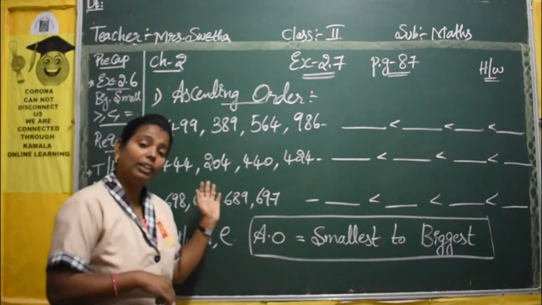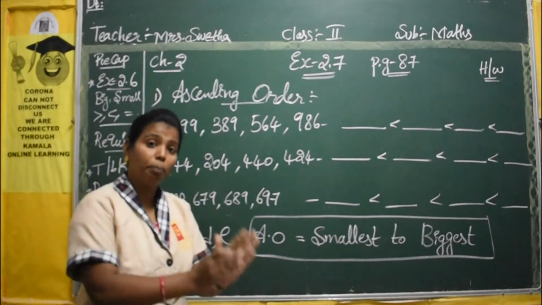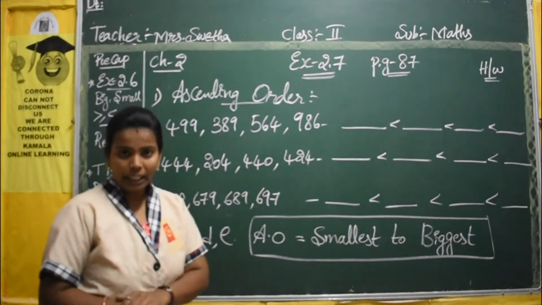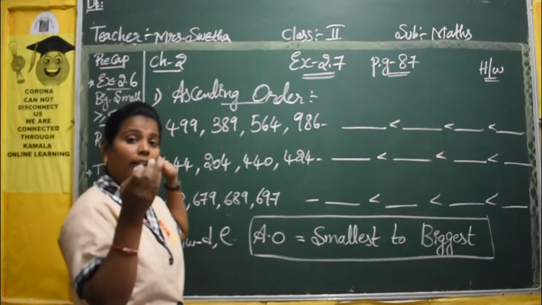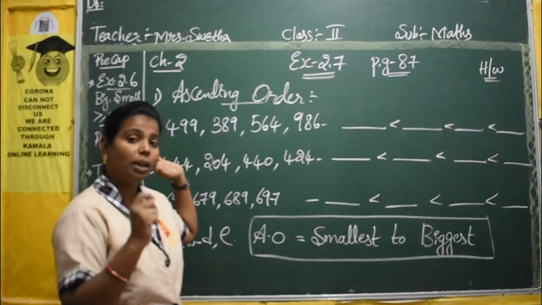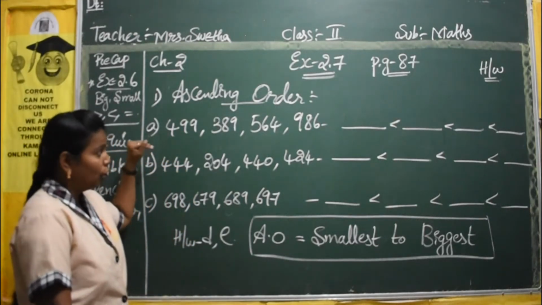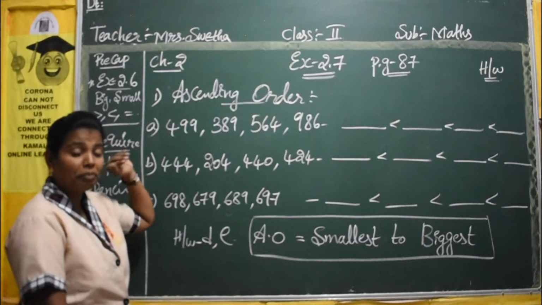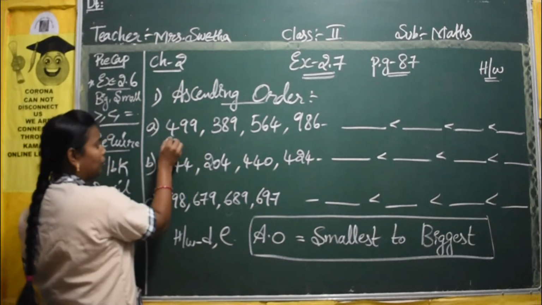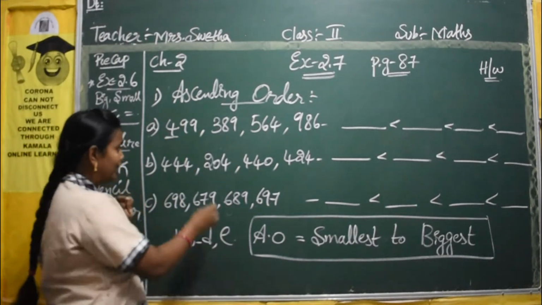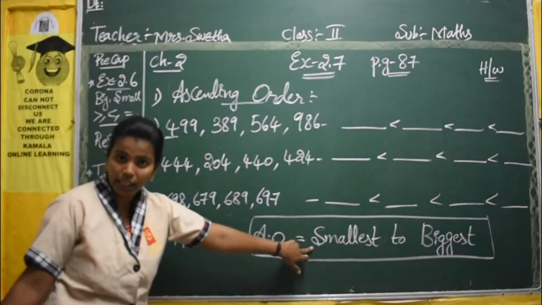In the previous exercise we have learned how to identify what is the big one and what is the small one, our biggest number and smallest number. So here we will use that method again. Here you have to identify which is the smallest one. How to identify? Always you have to check with the first number. See here, all the sets of numbers you have to check. From that you have to take the smallest number first.